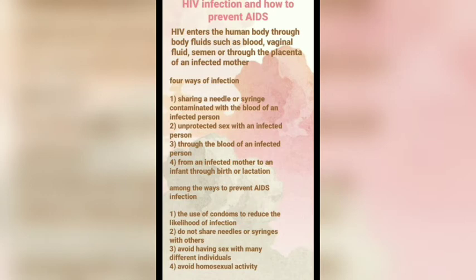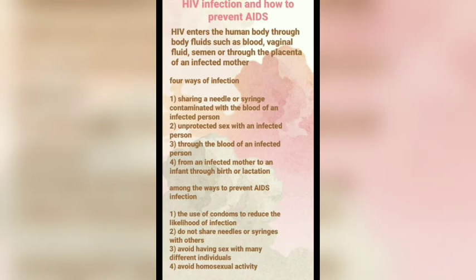HIV infection and how to prevent AIDS. HIV enters the human body through body fluids such as blood, vaginal fluid, semen, or through the placenta of an infected mother. The ways of infection are sharing a needle or syringe contaminated with the blood of an infected person. Next, unprotected sex with an infected person. Besides, through the blood of an infected person. Lastly, from an infected mother to an infant through birth or lactation.